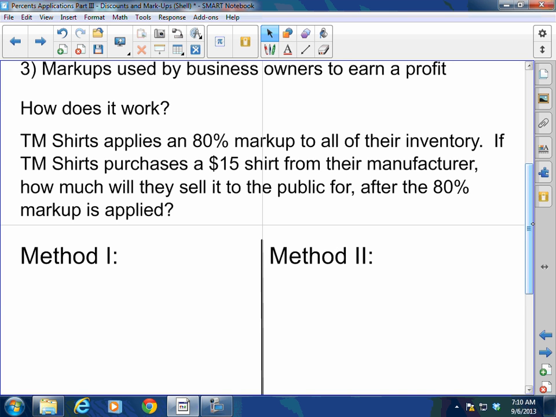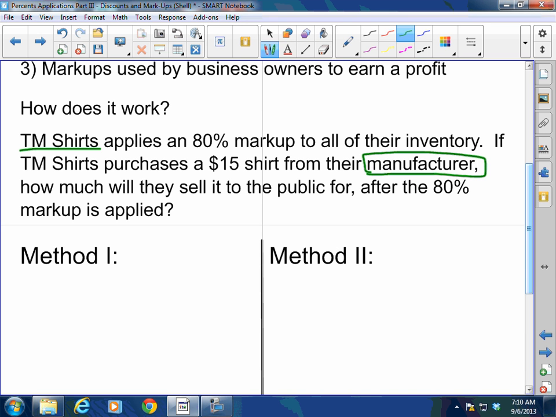If TM Shirts purchases a $15 shirt from their manufacturer, how much will they sell it to the public for after the 80% markup is applied? First of all, the manufacturer, that's who makes the shirts, okay? So TM Shirts here, they buy the shirts from the manufacturer for pretty cheap, for $15 a shirt.